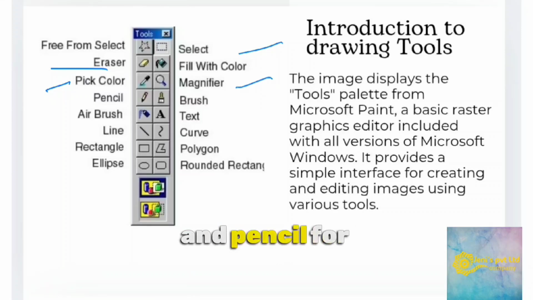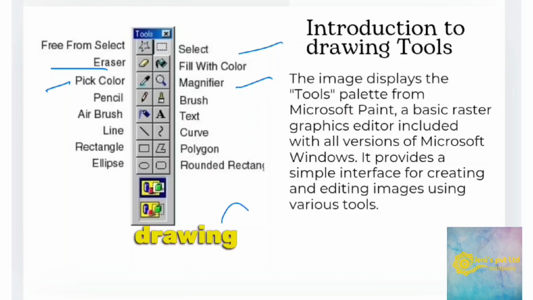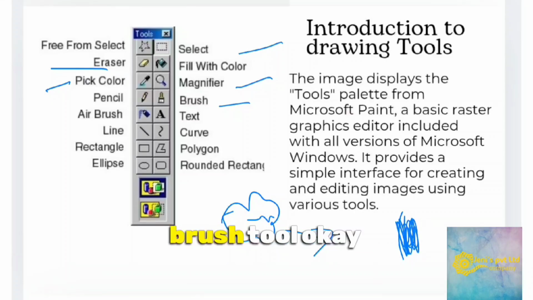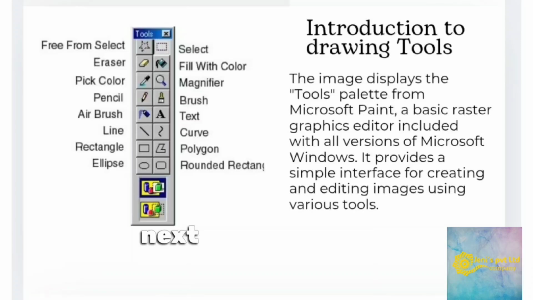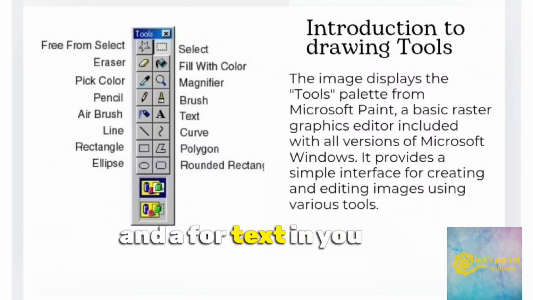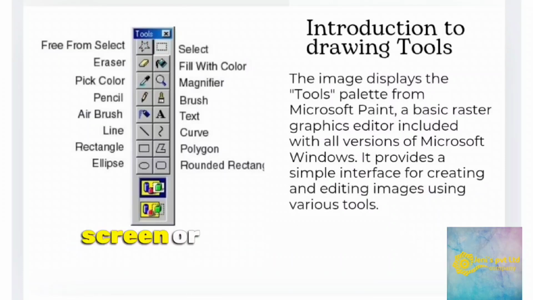The pencil tool is for drawing thin lines. And the brush tool is for drawing thickness; for more thickness I can use this brush tool. Here you can see the difference between pencil and brush. Next, airbrush is for scattering color, and A is for text. When you are going to type some text on your screen or window, you can use this text tool.